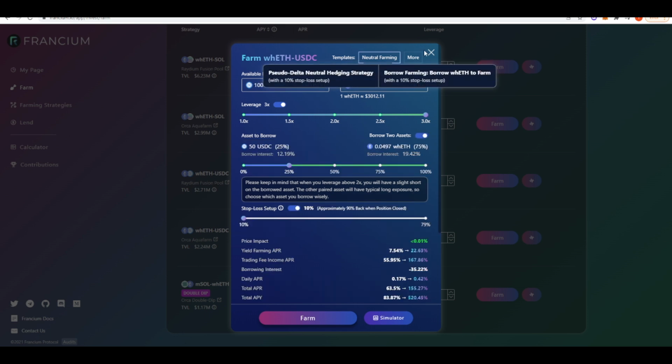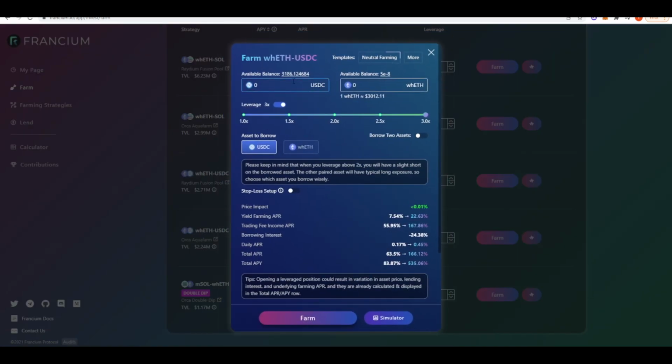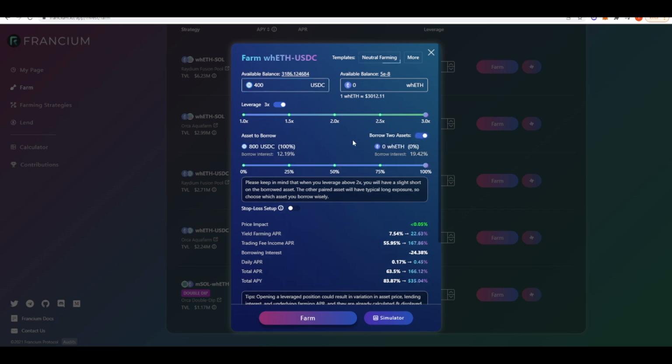However, let's just say you're on a platform that doesn't do that. So I'll show you how to do it. And let's just say you have $400 to do said strategy. If your leverage yield farming platform has borrow two assets, then turn that on. It makes this a lot easier. And so you want to shift this to get the right ratio.